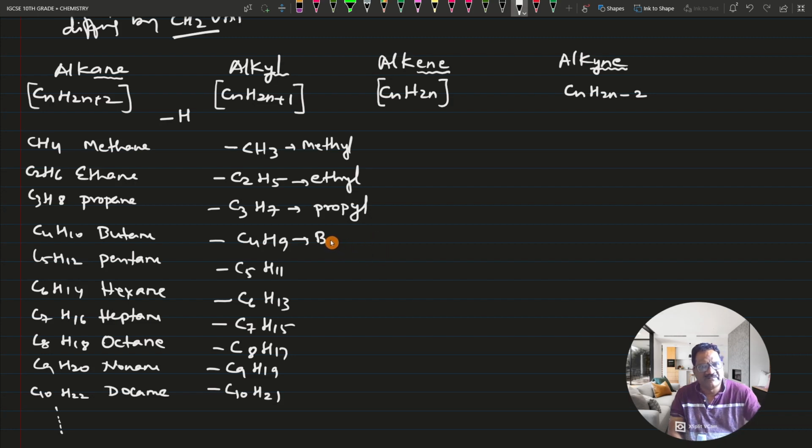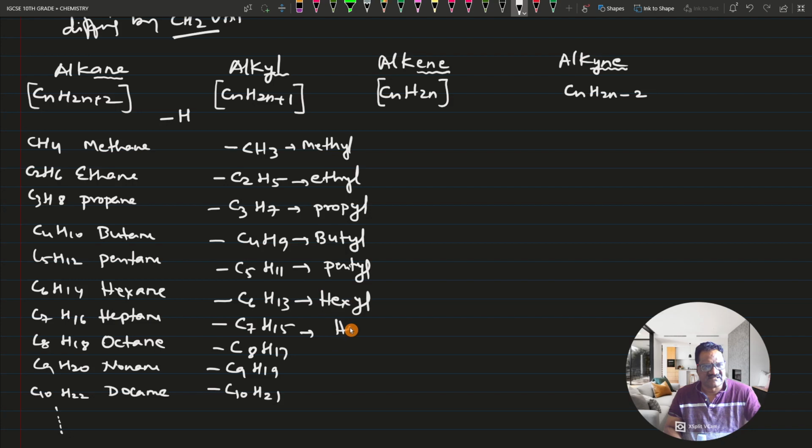Butyl, butyl. This will be pentyl. Now some say pentyl, some say pentyl. That doesn't make much difference as long as your spelling is correct. This is hexyl. It should end with a YL.